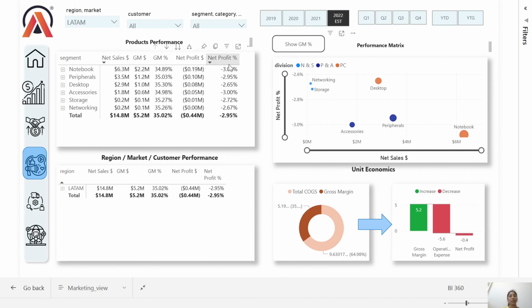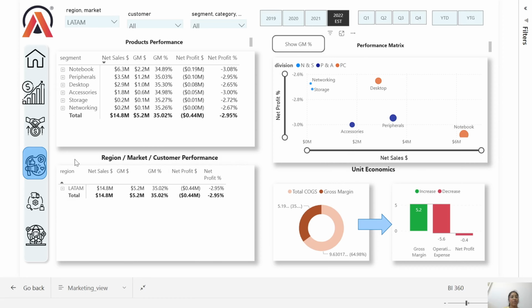Here I noticed one thing: for all the products, the net profit value is negative. Negative means AtliQ did not earn any real profit in 2020. Instead, it lost money. If you go to the region, market, customer performance, you can find the reason in 2020 EST.